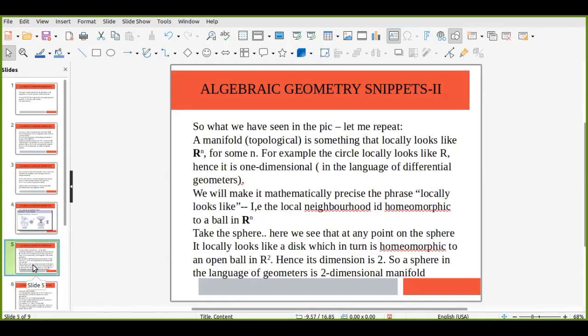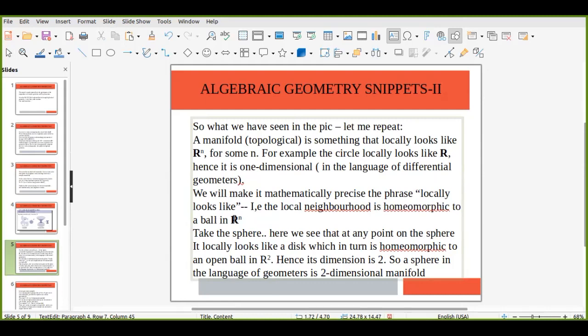So let me elaborate. A manifold is something that locally looks like R^n for some n. For example, the circle looks like R. Again, I should make it boldface. Hence, it is a one-dimensional manifold in the language of differential geometry. We will make it mathematically precise. The phrase "locally looks like," as I said earlier, means the local neighborhood is homeomorphic to a ball in R^n.